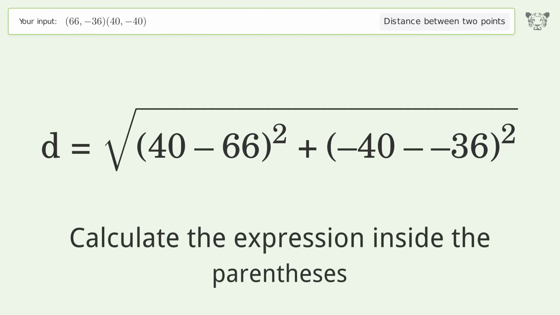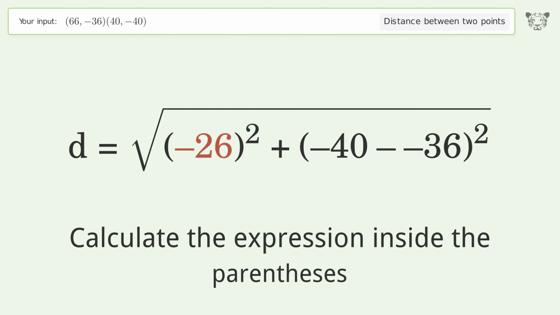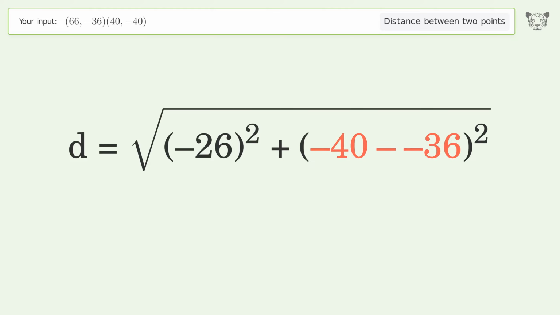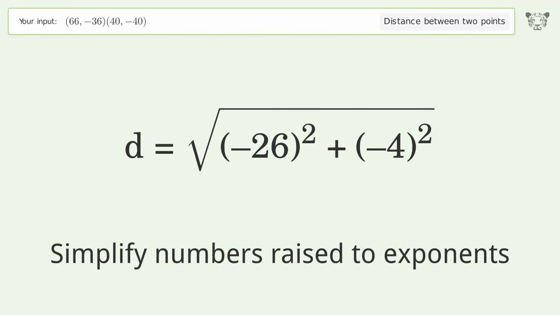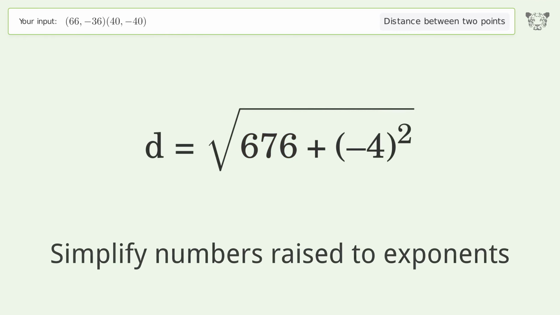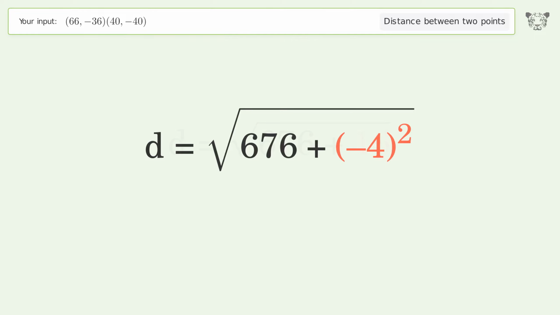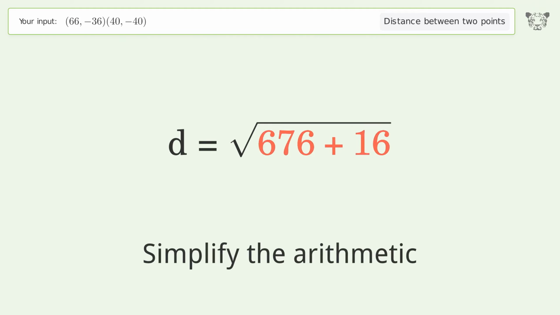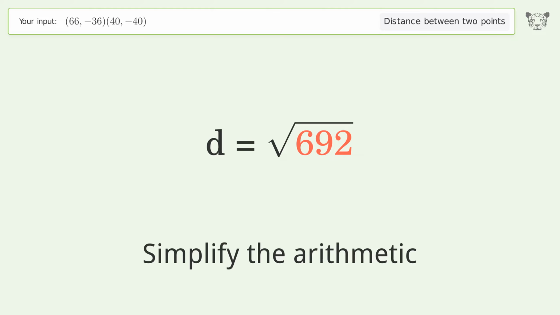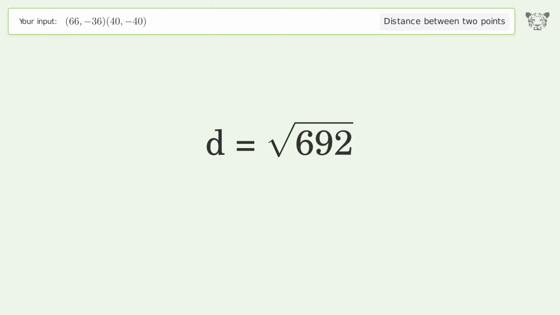Calculate the expression inside the parentheses. Simplify numbers raised to exponents. Simplify the arithmetic. And so the distance between the 2 points is the square root of 692, or 26.306.